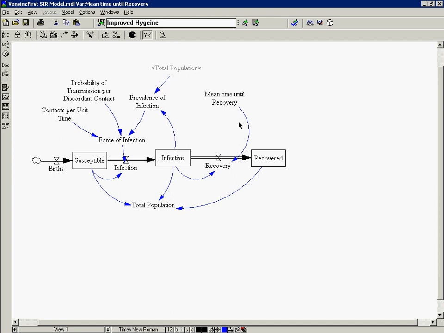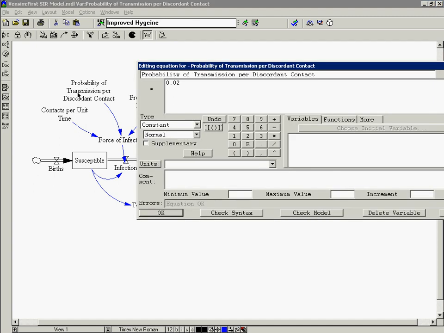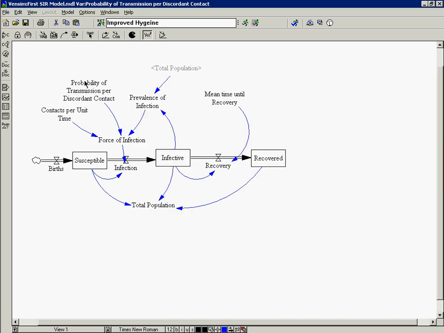So the key difference from the baseline, the single difference from the baseline, is that I've lowered the probability of transmission per discordant contact to 0.02 from 0.04. So let's run improved hygiene. Ready? Run. Okay, so I just ran it.